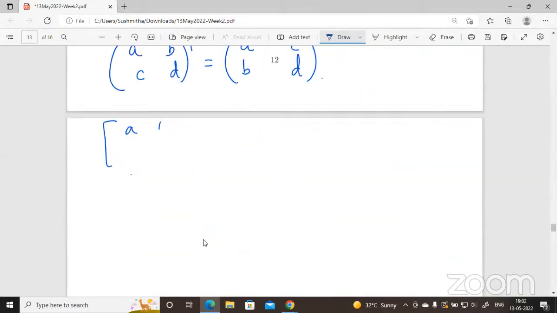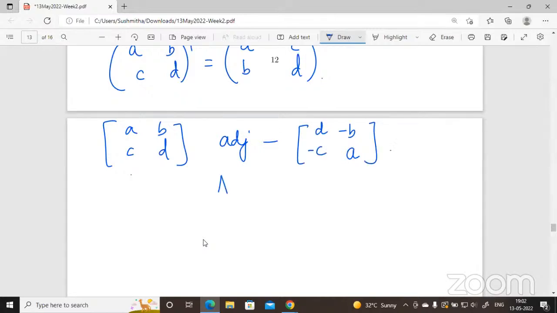So A, B, C, D. What is the adjoint? Adjoint, we can just switch the diagonal, like D, minus C, minus B, A. Yeah. What is the inverse? Inverse would be 1 by determinant of A, then multiplied by this adjugate, the adjoint.